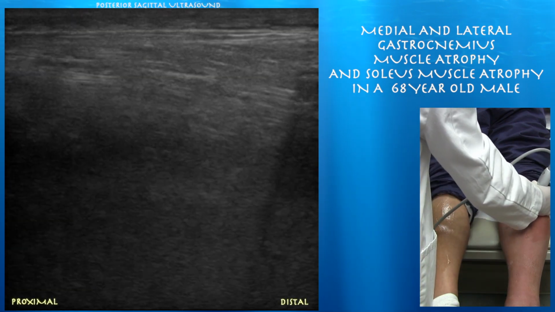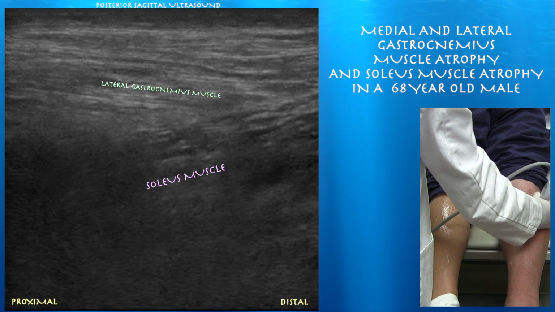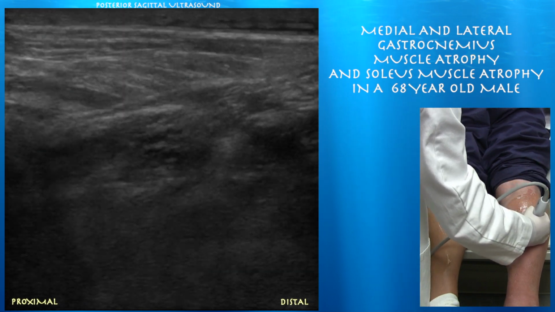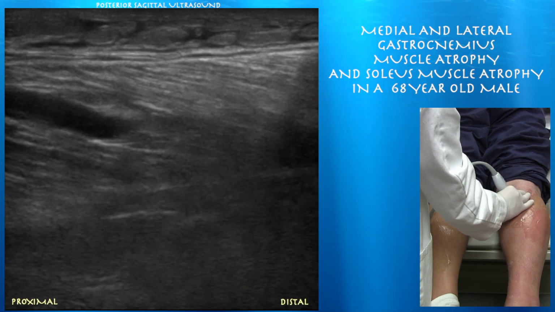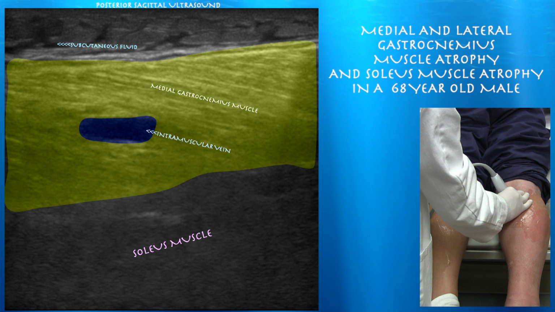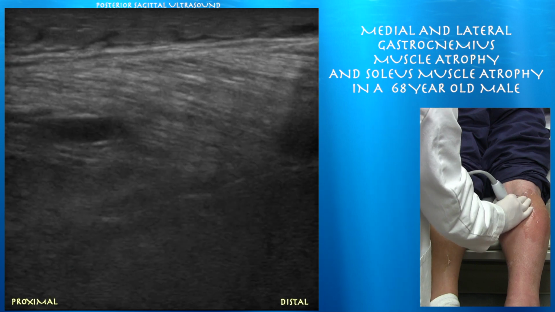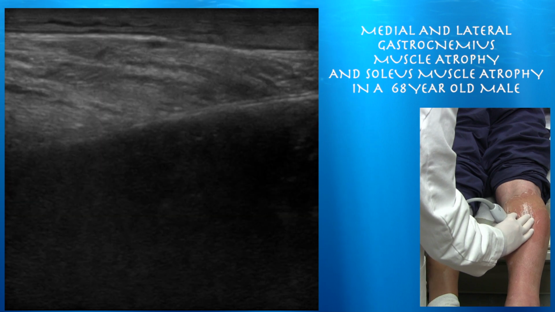Here we're going to the lateral gastrocnemius muscle in sagittal view, and again you can appreciate a hyperechoic muscle consistent with atrophy, still maintaining that feathery echotexture, but it's somewhat distorted as compared to the normal side. Here we're seeing an intramuscular vein within the medial gastrocnemius muscle, and again appreciating a hyperechoic medial gastrocnemius muscle overlying the soleus muscle.